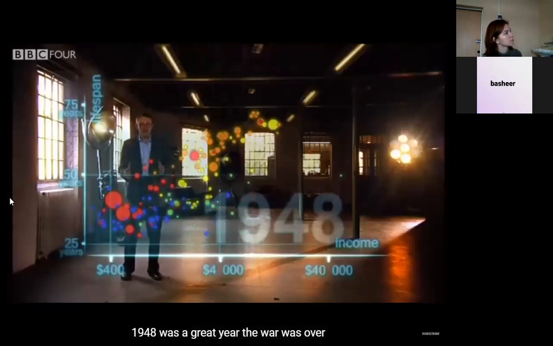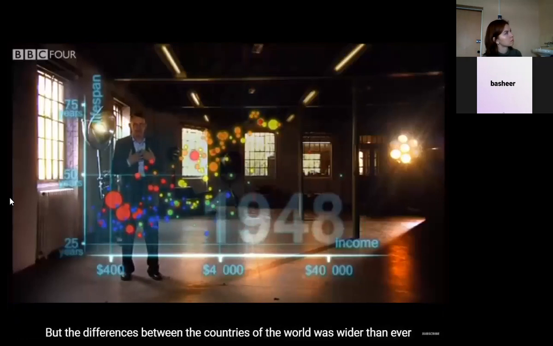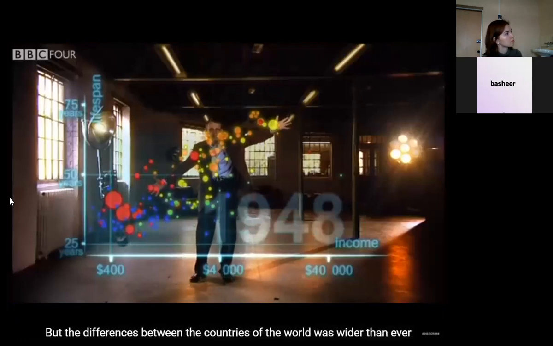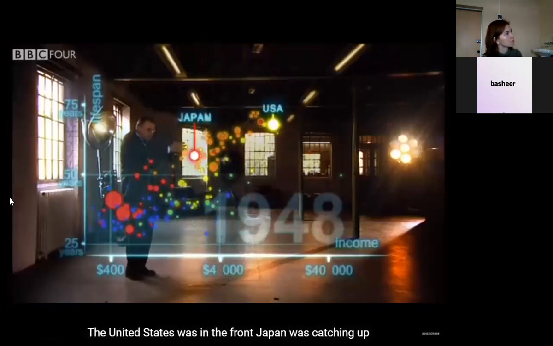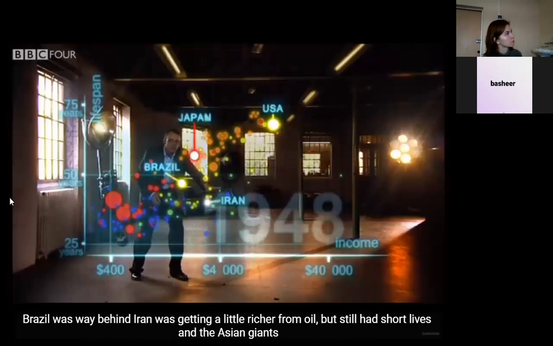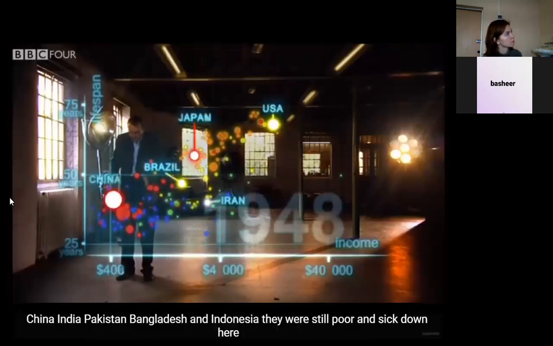1948 was a great year. The war was over, Sweden topped the medal table at the Winter Olympics, and I was born. But the differences between the countries of the world was wider than ever. The United States was in the front, Japan was catching up. Brazil was way behind, Iran was getting a little richer from oil, but still had short lives. And the Asian giants, China, India, Pakistan, Bangladesh, and Indonesia, they were still poor and sick down here.